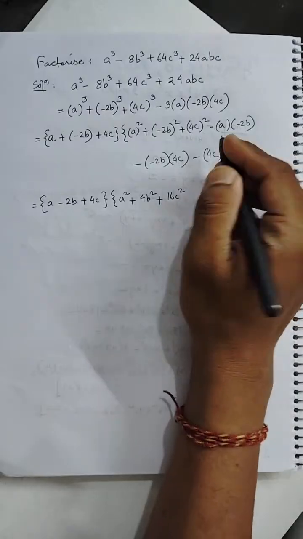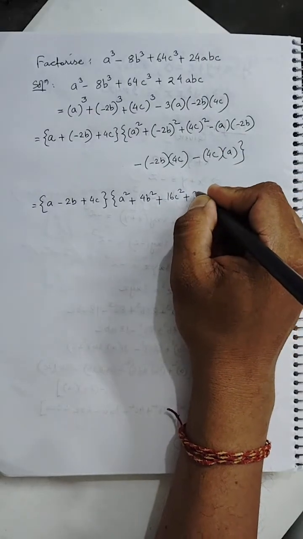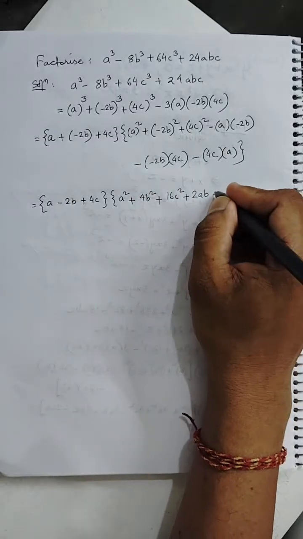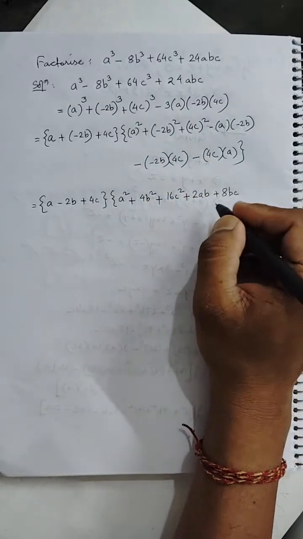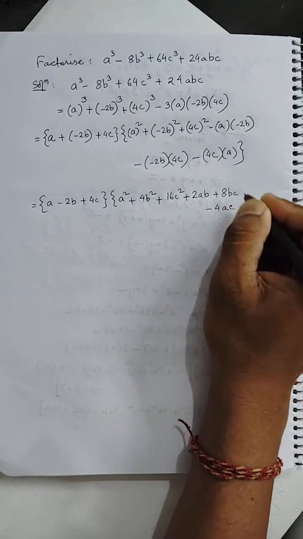16c square. Then negative and negative is positive. Positive 2ab. Then negative and negative is again positive. 2 into 4 is 8bc and minus 4ca or ac.